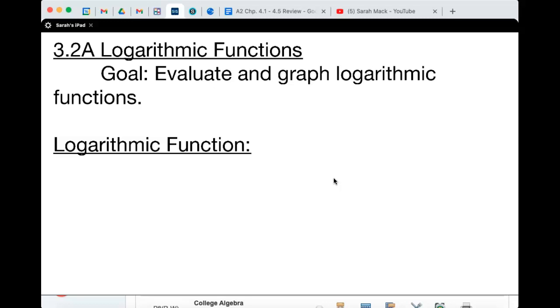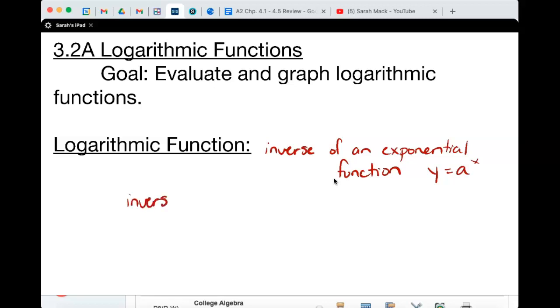Okay, so a logarithmic function is the inverse of an exponential function. Do you remember how to find inverses? No. Well, if we're going to find the inverse, let's say our exponential function is y equals a to the x power. When we're finding inverses algebraically, we flip-flop the x and y values. So the inverse would be x equals a to the y power.